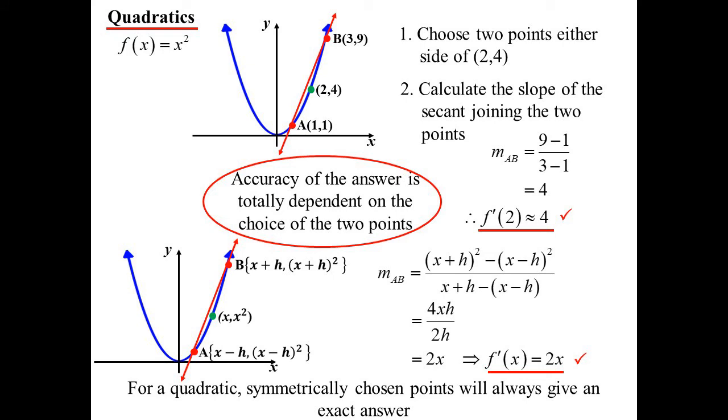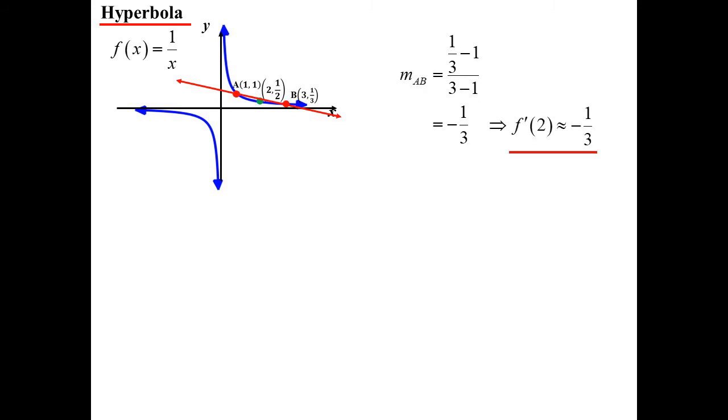Well, that's fantastic for quadratics. Let's have a look at the hyperbola then. There's the point (2, 0.5). Well, let's use the same idea. I'll pick symmetrically. So I'll use 1 and 3. I can find the slope of that red line. It's minus 1/3. So I'm going to say the estimate for the tangent at 2 is minus 1/3. Now, looking at my diagram, hopefully you can see if I was to draw a tangent there, I don't think it's going to be parallel to that red line. So actually, no, it's not the correct answer. The correct answer is minus 1/4. So choosing symmetrically on this one didn't work.